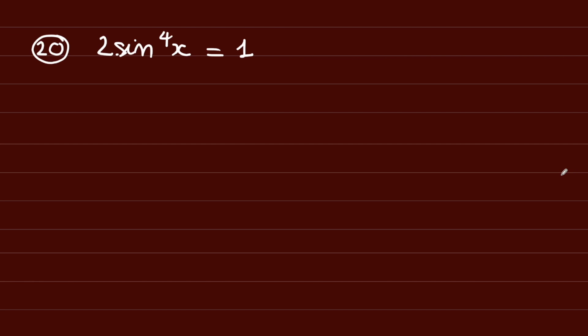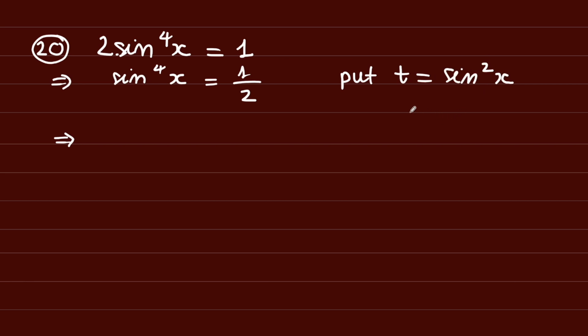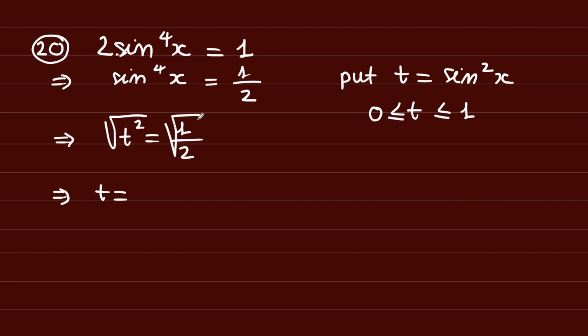2 sine to power 4h equal to 1. How can you solve this? Okay, you got sine to power 4h equal to 1 over 2. So I will put the value of t equal to sine square h, and then the interval for t will be less than or equal to 1 and greater than or equal to 0. You got here t square equal to 1 over 2 now. And for 1 over 2, we have two values of t. Take the square root of the left and the square root of the right.